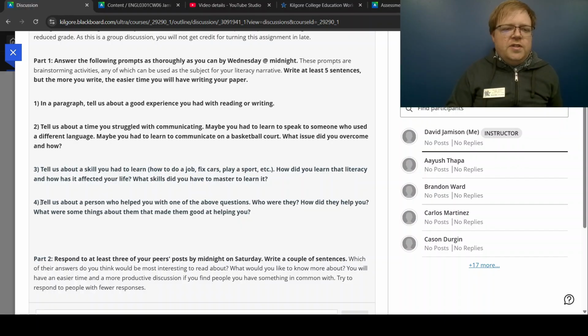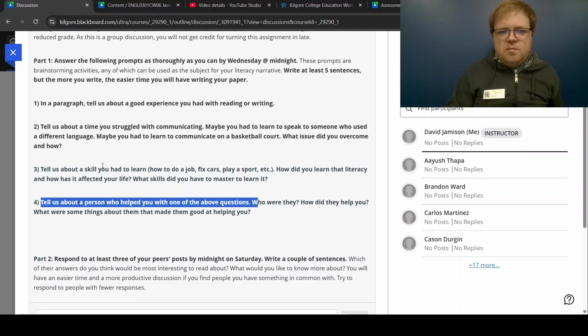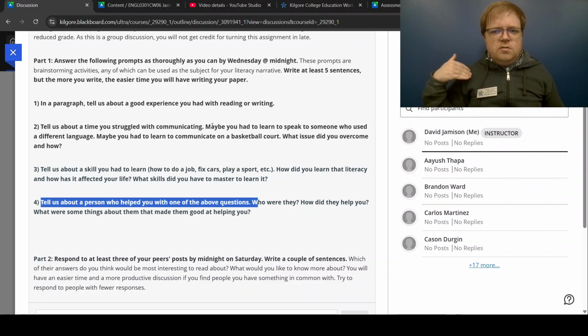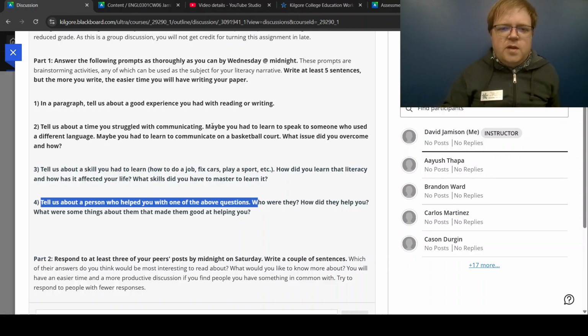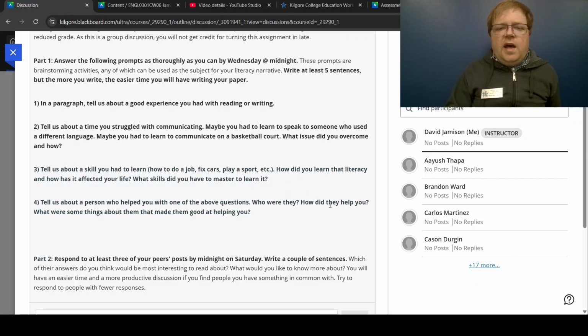And then number 4, tell us about a person who helped you with one of the above questions. So that could be a coach, that could be a grandmother who sat down on the couch and helped you learn how to sound out words. That could be somebody you struggle communicating with, or somebody who helped you learn to speak Spanish so you could speak with your grandparents. So who were they? How did they help you? What were some of the things that made them good at helping you?